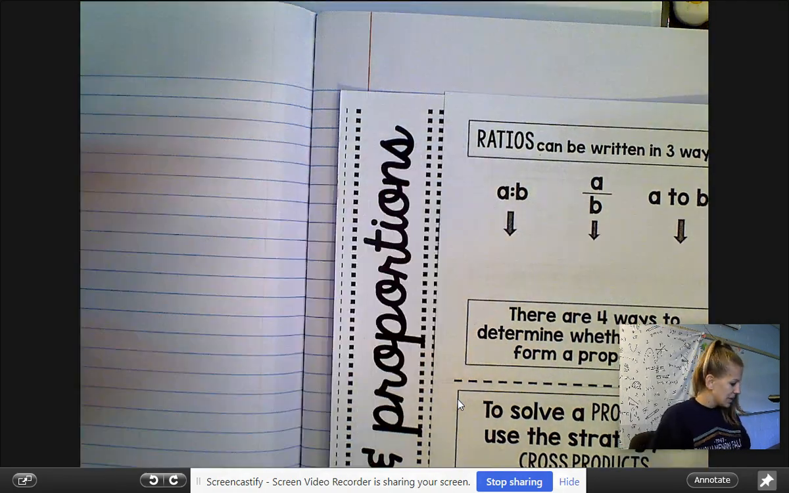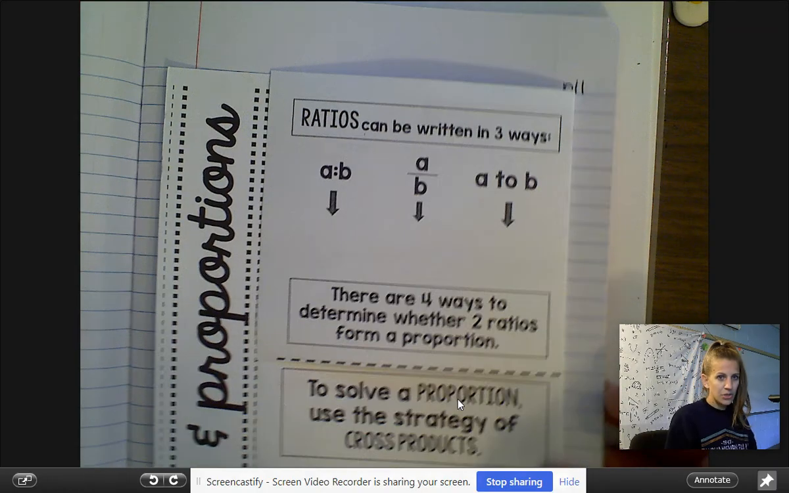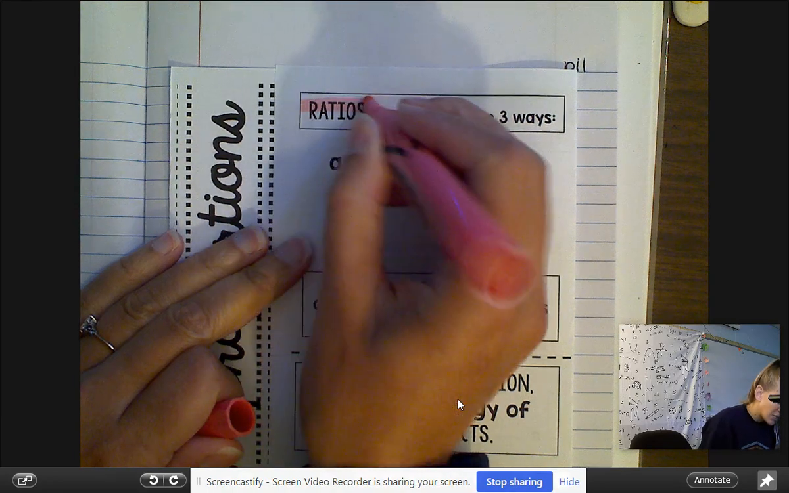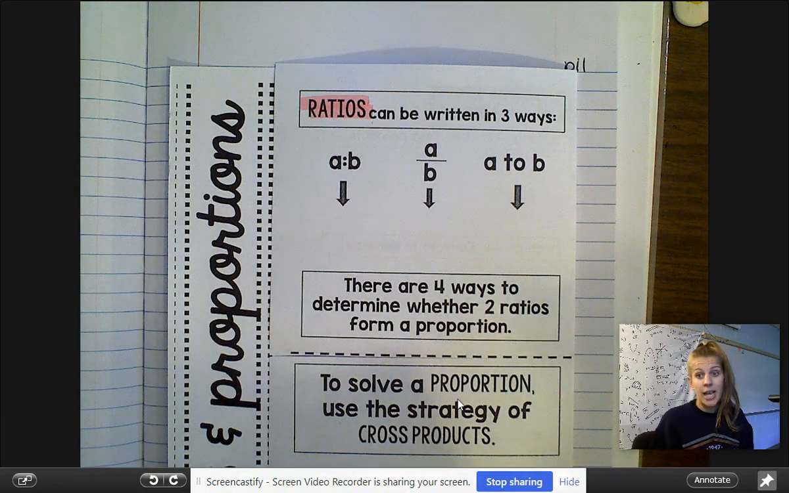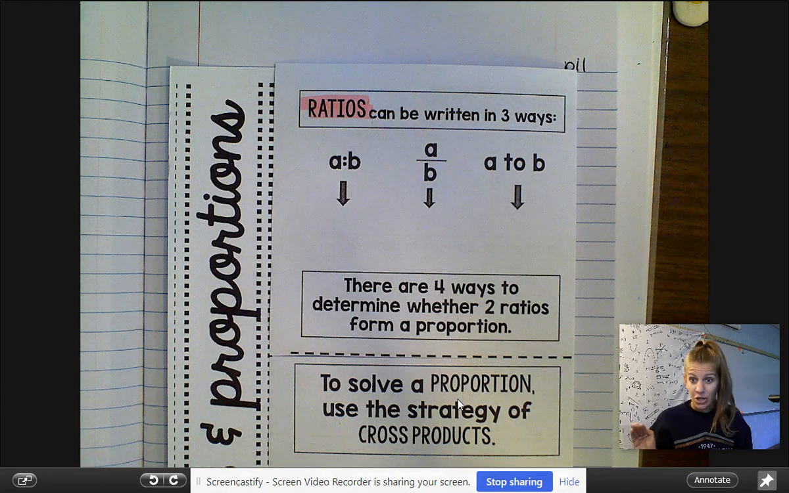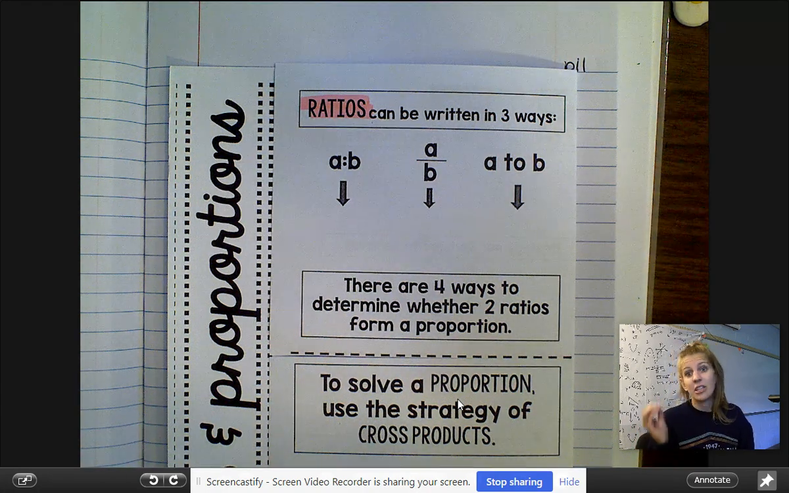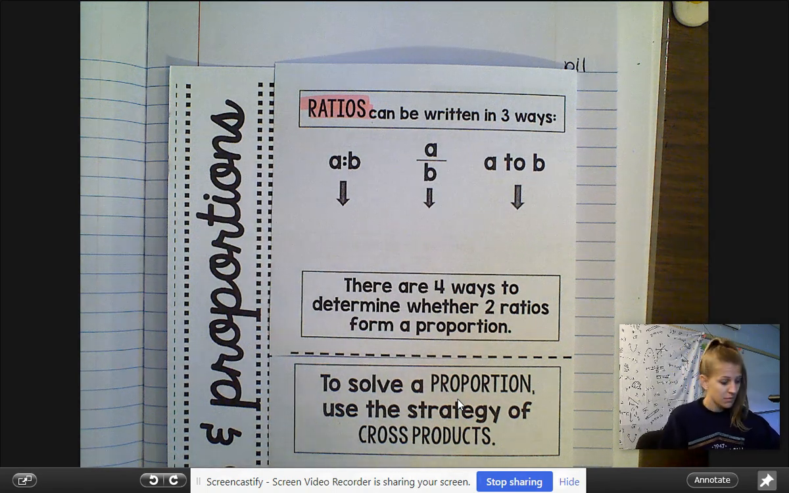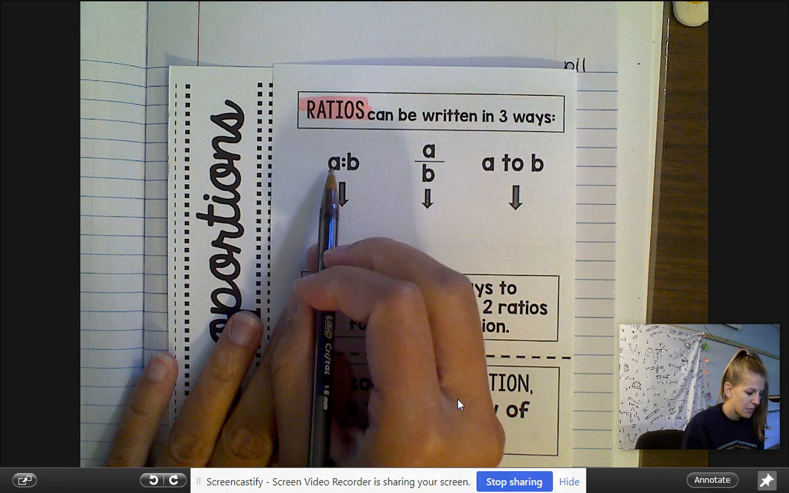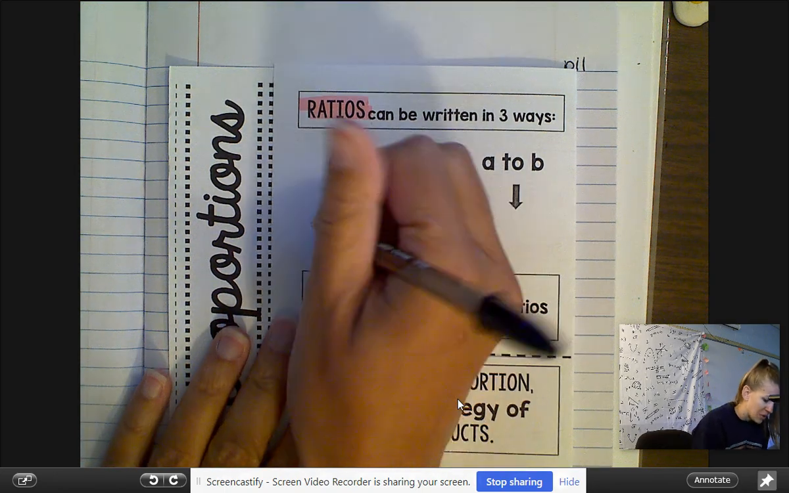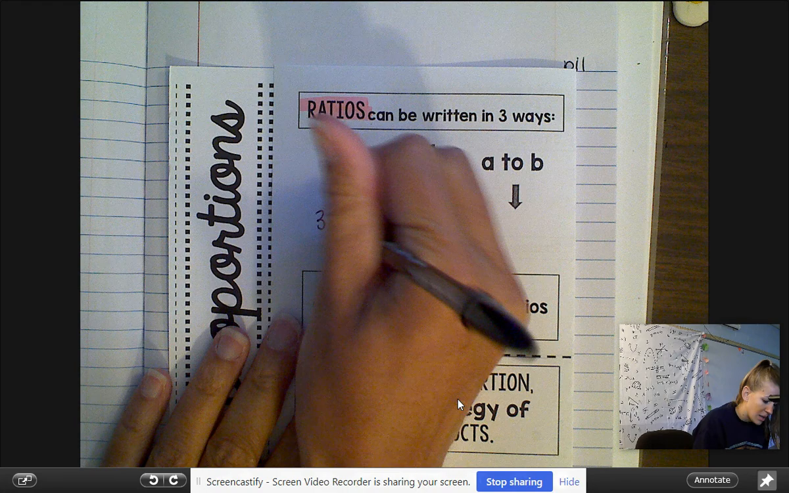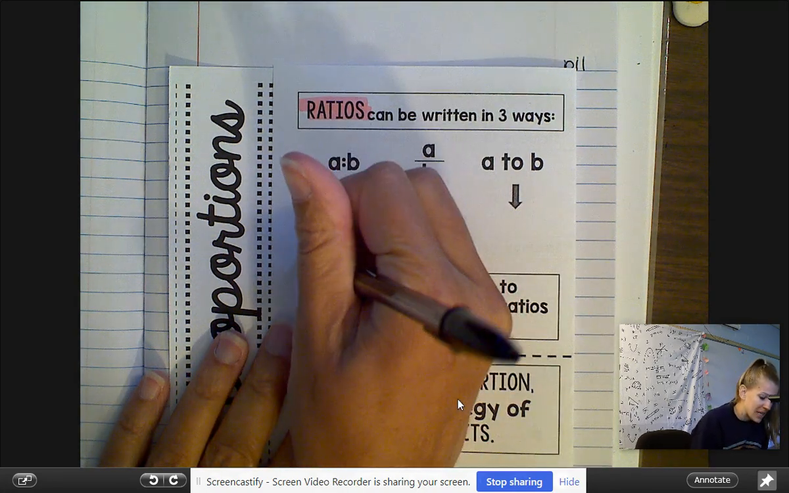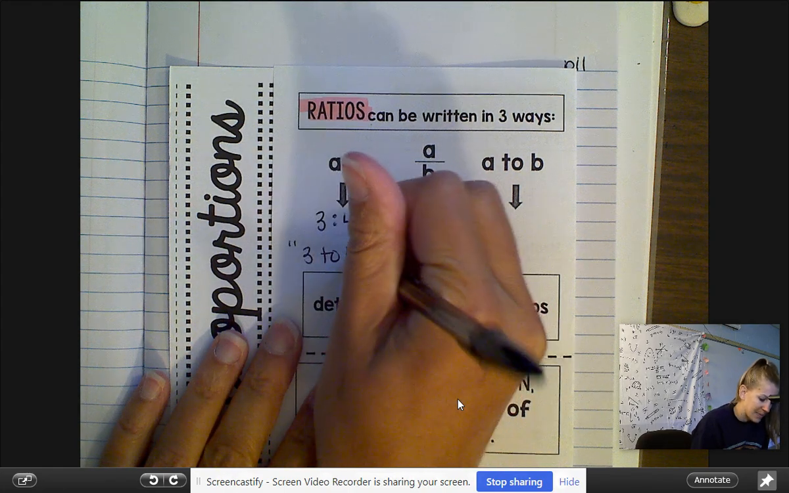Okay, so let's actually talk about ratios first. A ratio is really just a shortened version of the word rational, and a rational number is a fractional number. So a ratio is just a fraction. It can be written 3 ways. We can do it with the little dots like this, so you could have the ratio 3:4, but you say it 3 to 4.